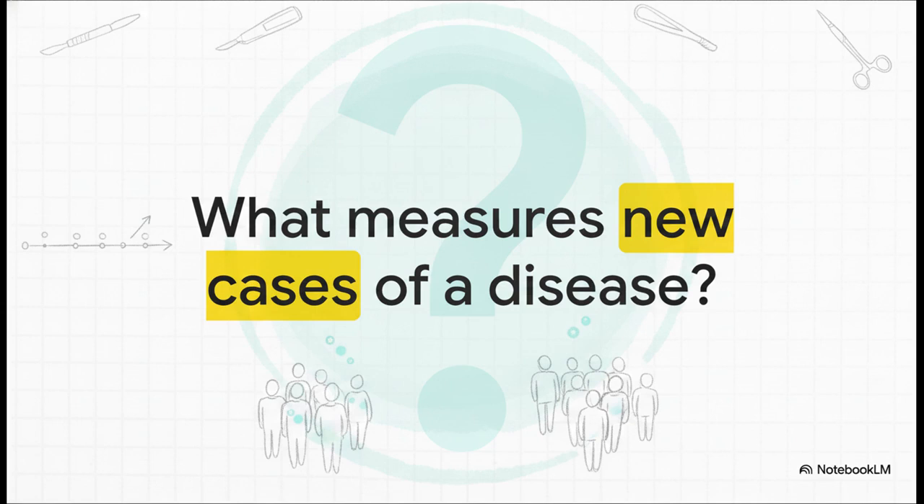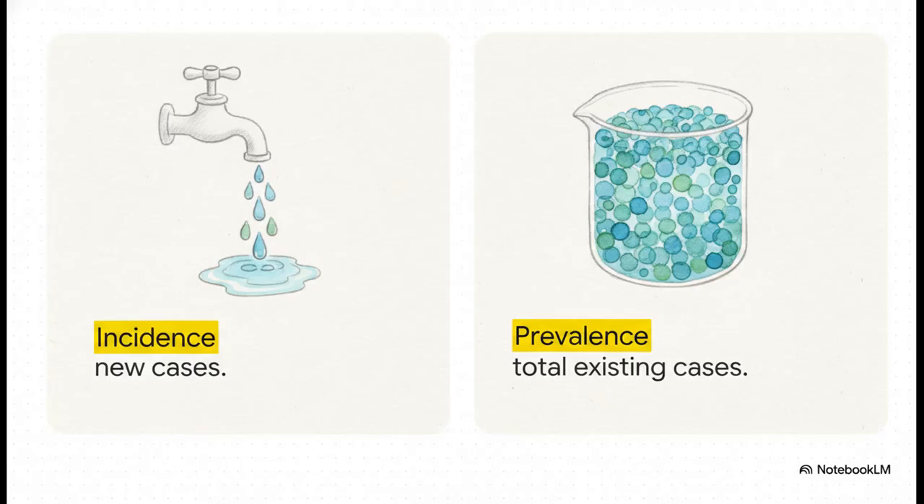New cases of a disease or condition occurring in a specified time and population is known as A, incidence, B, prevalence, C, point prevalence, D, lifetime prevalence, or E, none of the above. Correct answer, A, incidence. Incidence quantifies the velocity of new disease development, the new cases, whereas prevalence is a static measure accounting for the total number of existing cases.